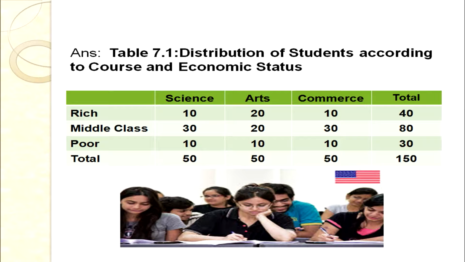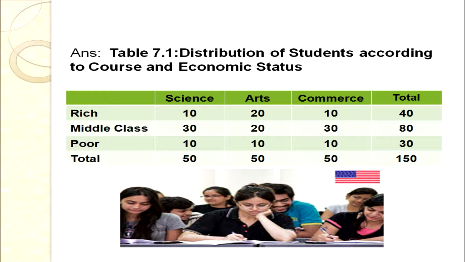Let us see how we have constructed the table. Now, over here you can see very first we have given the table number 7.1. Then we have selected the title of the table very surely, representing to the point, that is distribution of students according to course, that means commerce, arts, science. We have summed up to course and economic status. So, now we have given the title to the table, then we have drawn the table.